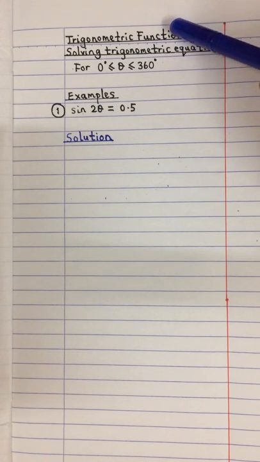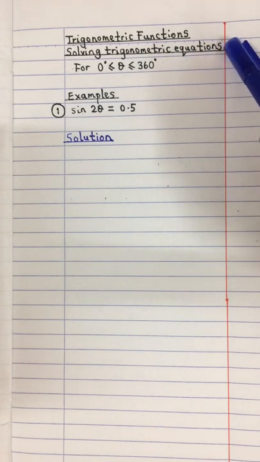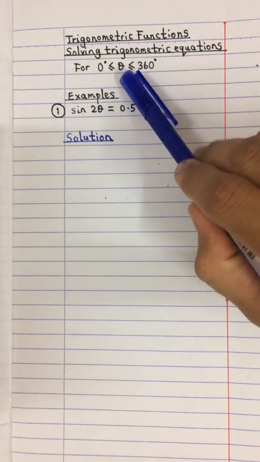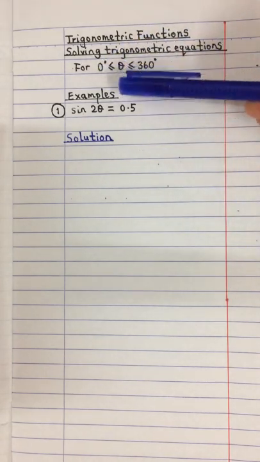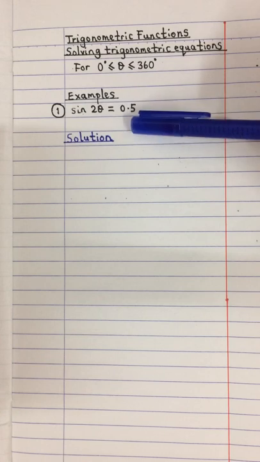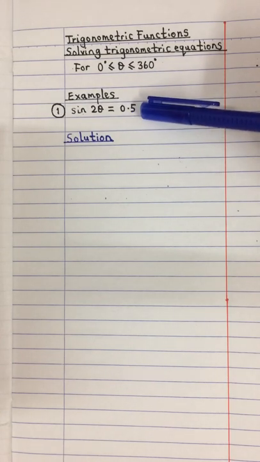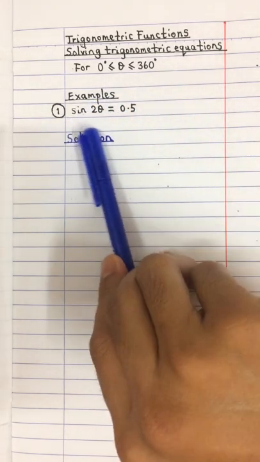Our main focus for today's lesson is to solve trigonometric equations which involve theta from 0 degree until 360 degrees. This is one of the examples. If you are given sine 2 theta equals 0.5, the question is to find the value of theta based on this equation.